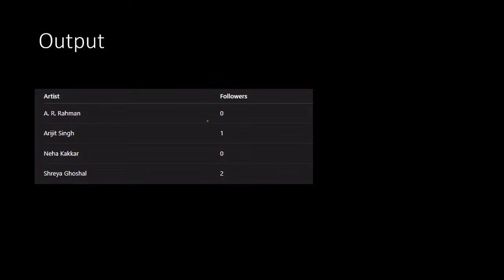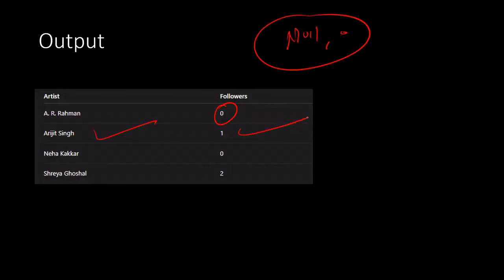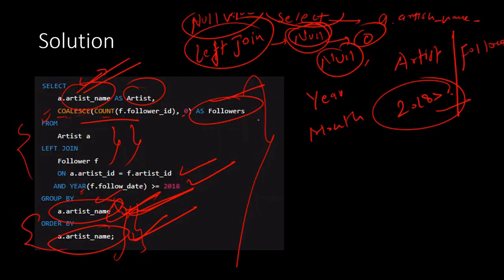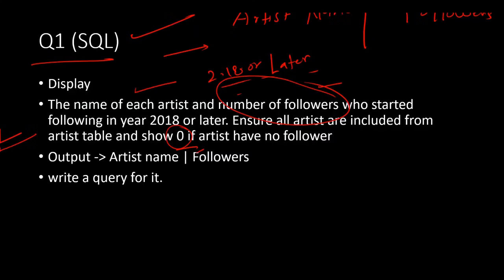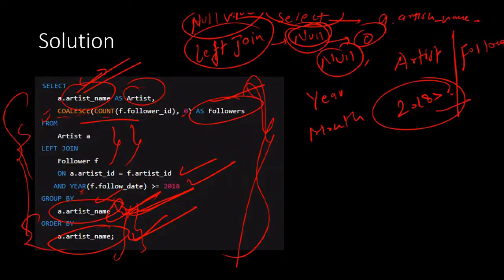So for A R Rahman, here you can see 0, because we are using this function which replaces the null value with 0, as there is no follower. For Arijit Singh it is 1, for Neha Kakkar 0, for Shreya Ghoshal it is 2. So I hope this query is clear. I have explained each and every point. I hope this is clear.